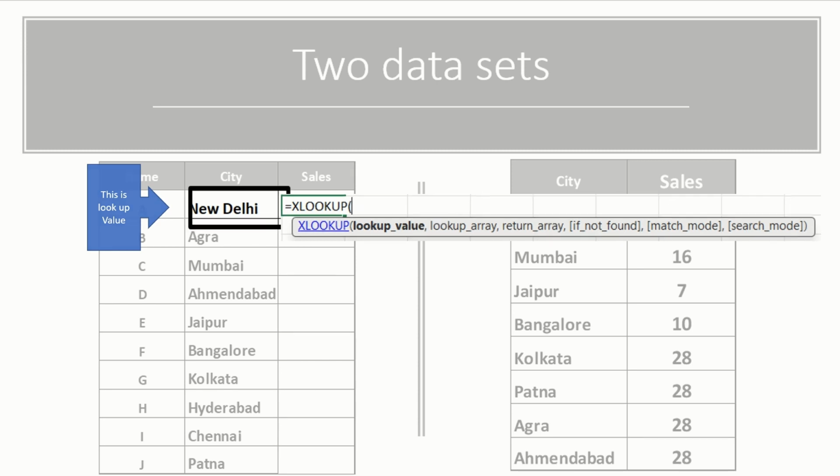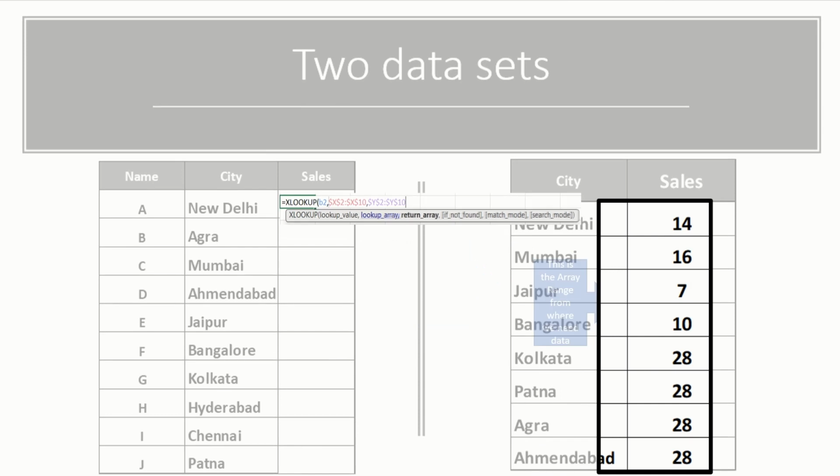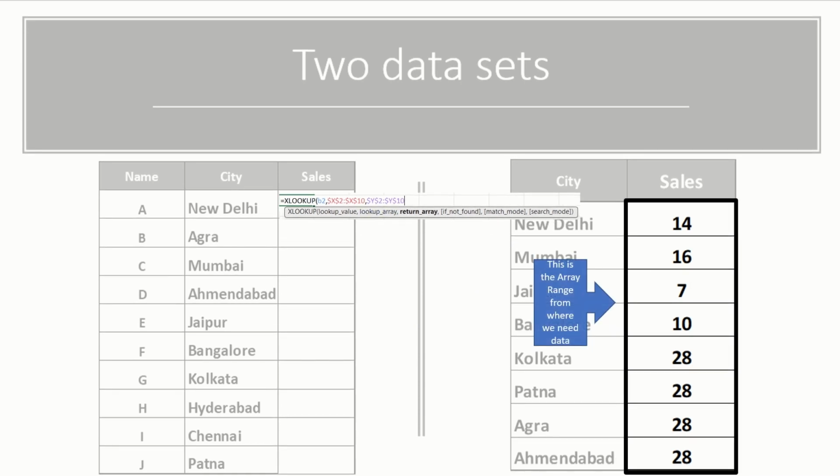For the next argument, lookup array, we go to the sheet from where we need data and select the range where the complete list of cities is given. Control Shift down to select the whole list and press F4 to fix it. Next argument is the return array, which means the sales we want back. So we are going to select this range and press F4 and we are pretty much done here.